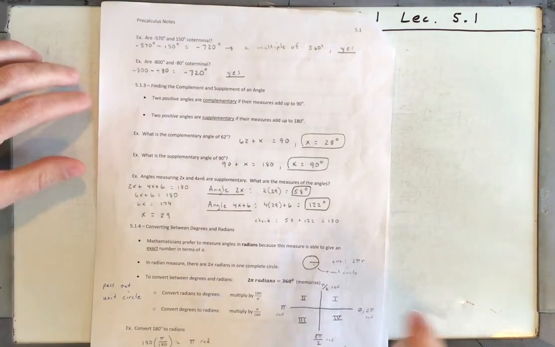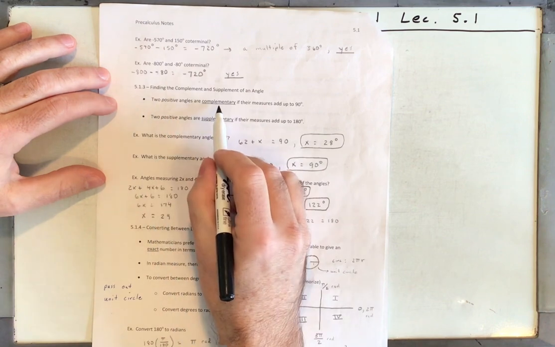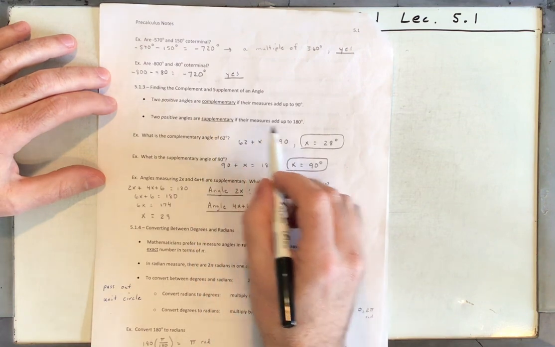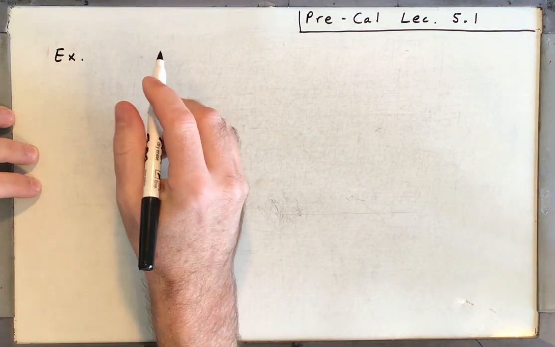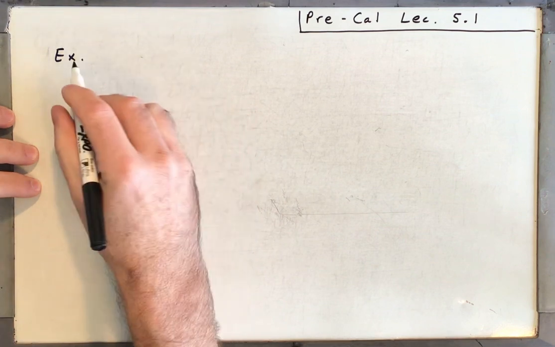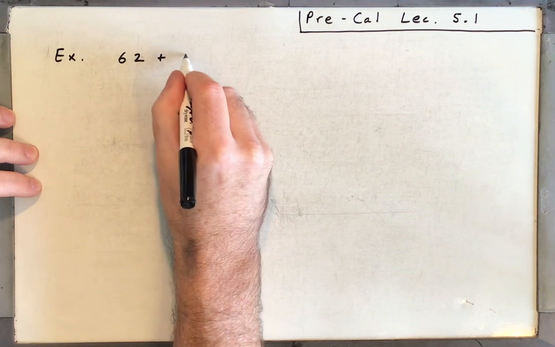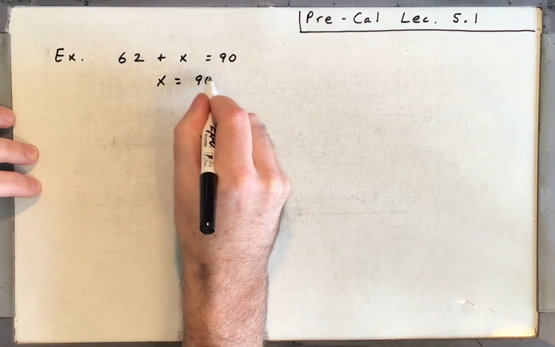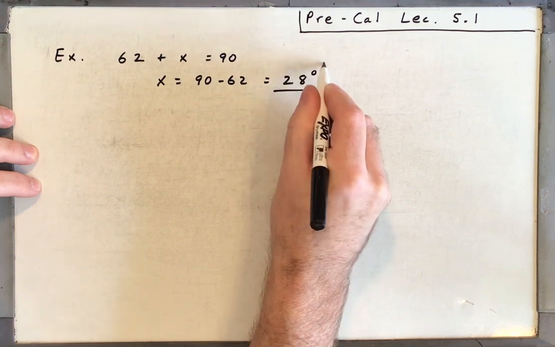All right, 5.1.3 is finding the complement and supplement of an angle. Two positive angles are complementary if their measures add up to 90. They're supplementary if their measures add up to 180. So this section is really not very hard at all. Our first example is, what's the complementary angle of 62? Well, complementary angles have to add up to 90, so 62 plus x is equal to 90. So x is going to be 90 minus 62, so that's 28 degrees.